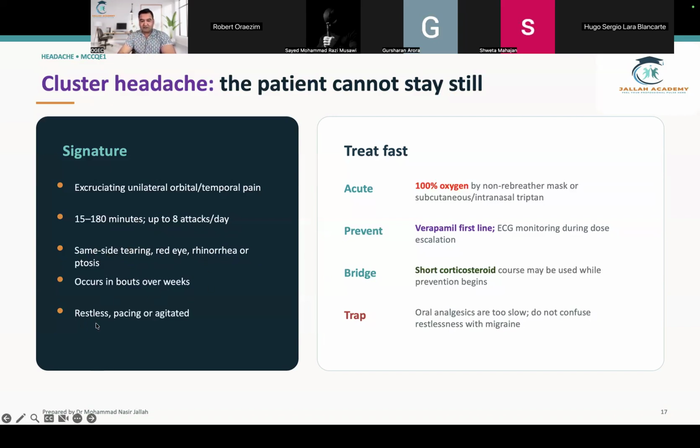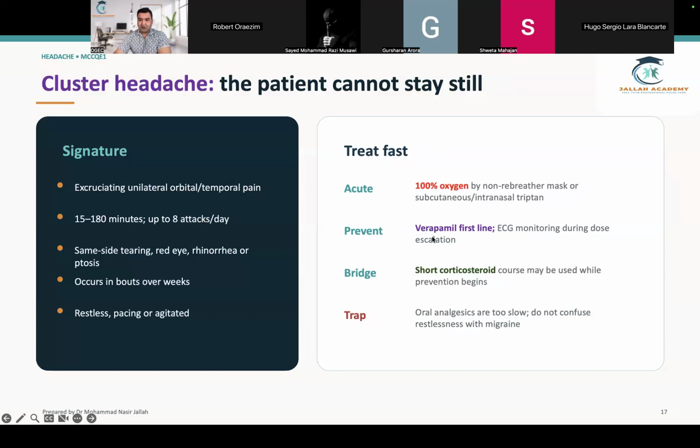Occurs in bouts over weeks, restless and pacing or agitated. As opposed to migraine, when the migraine happens, the patient goes in a room, tries to make it as dark as possible, as quiet as possible, and then in the silence of that room, she sleeps it off and wakes up, everything is fine. As opposed to that, a cluster headache patient has to get up, run, walk, exercise, do anything that requires you to breathe faster to get more oxygen, and it will help you get better because the treatment is 100% oxygen.